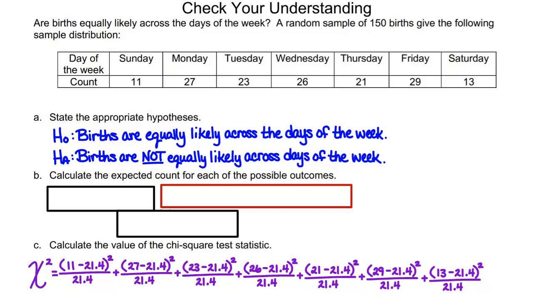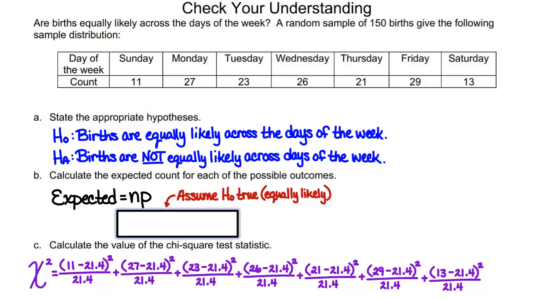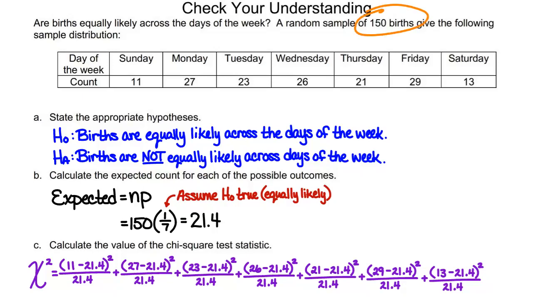1/7, right? If it's equally likely to be born on a Sunday or a Wednesday or a Friday, you have a 1/7 probability of being born on any of those given days. So if you add all those up, and it does tell me up above 150 births. So I did 150 times 1/7. I got 21.4.